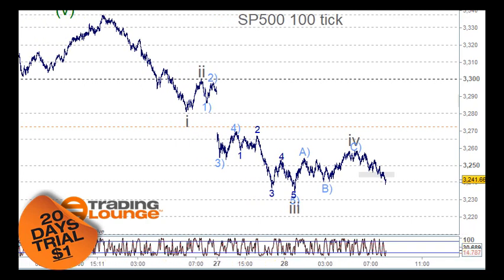So yeah, anyway, that's sort of where we are. Let's see how this plays out here. And if this doesn't find resistance here, then we can expect it to move back up and try and cover that gap here.